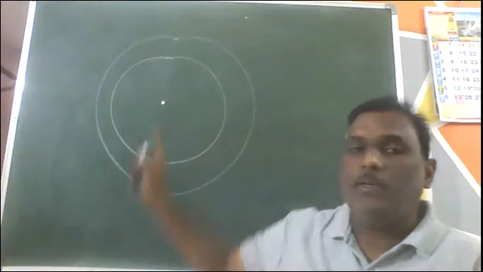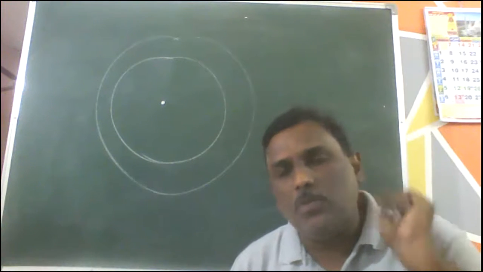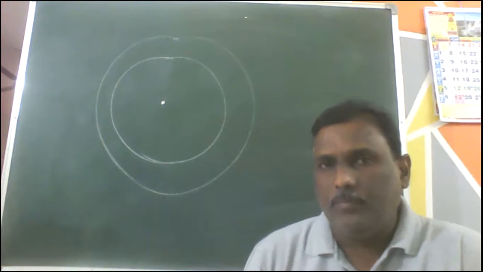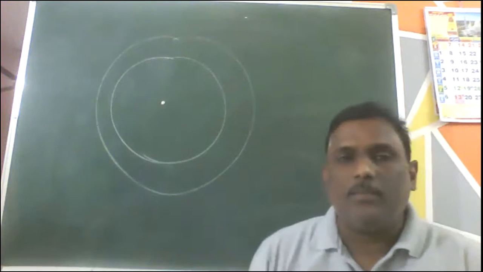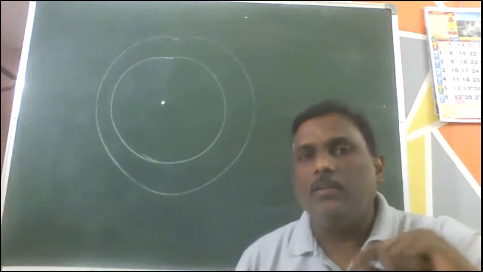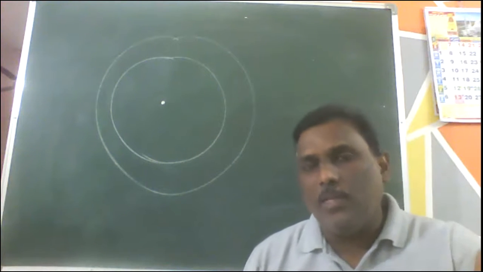With the same center, draw one more circle of radius 4 centimeters inside the big circle. Once it is done, the question is to draw one more circle with radius 2 with the same center.